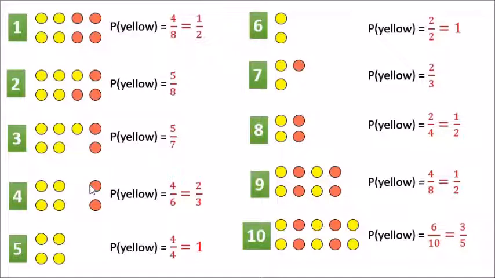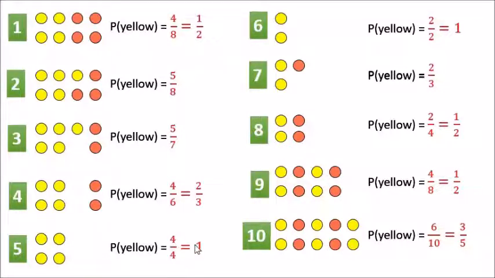Here, we've taken away a yellow counter, so we have 4 yellows out of 6 altogether. So 4/6, or 2/3 if you simplify. Here we have 4 yellow counters, but no red counters. Notice that means that we are guaranteed to pick a yellow counter. 4 out of 4 altogether. So the maximum probability, the certain probability, is therefore 1, or 4/4 for here.